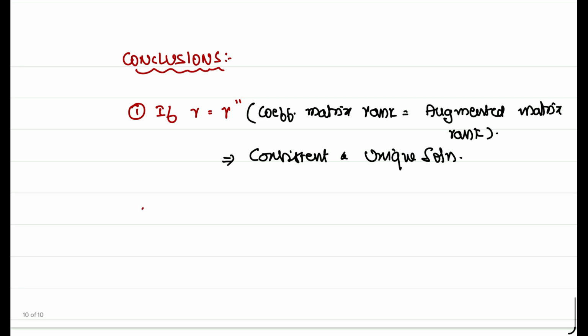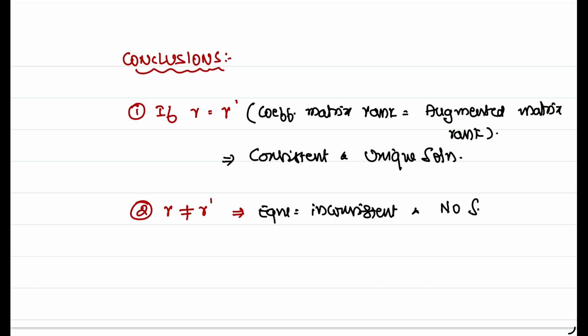What can the second case be? R is not equal to R dash. That means the rank of the coefficient matrix is not equal to the rank of the augmented matrix. This says the equations are inconsistent, and no solution.